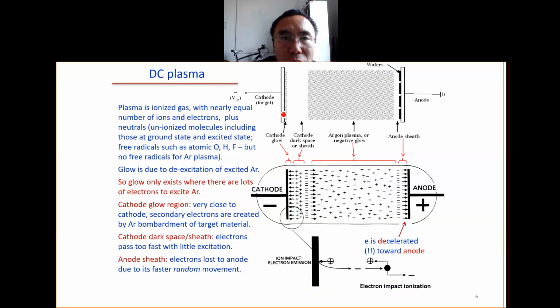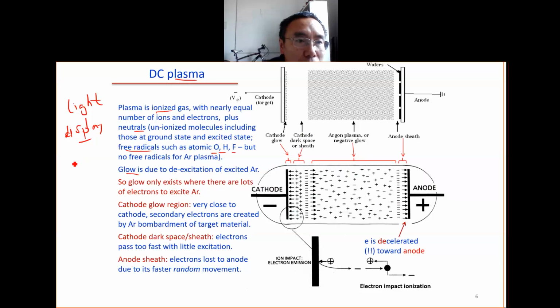So now let's look at a plasma. Plasma is ionized gas, with nearly equal number of ions, electrons, and neutrals. These neutrals include the gas molecules and the free radicals like atomic oxygen, hydrogen, or fluorine. The glow is because of the de-excitation of the excited argon. Glow means light, so we can use the glow as a display.